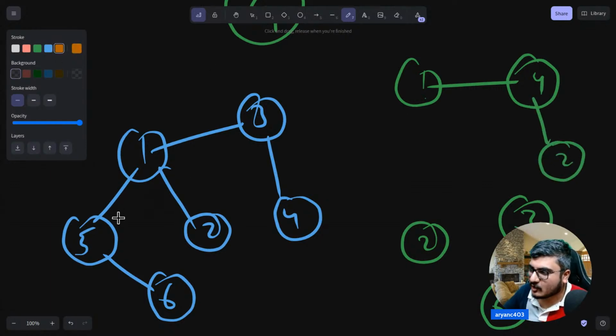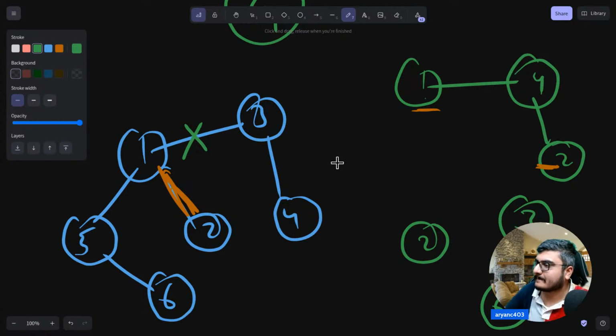The idea is, we look at all the edges in F, and you will notice that 1 and 2 are in the same component. So you should keep this edge. Let's say orange means we will keep this edge. Now 1 and 3 are not in the same component, because 1 is here and 3 is here. So you will have to delete this edge. Now 3 and 4 are also not in the same component. 4 is here, 3 is here. So you will have to also delete this edge here.